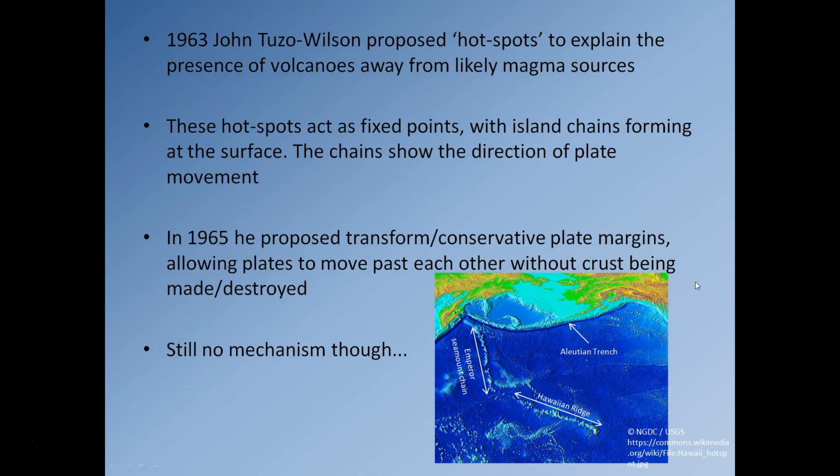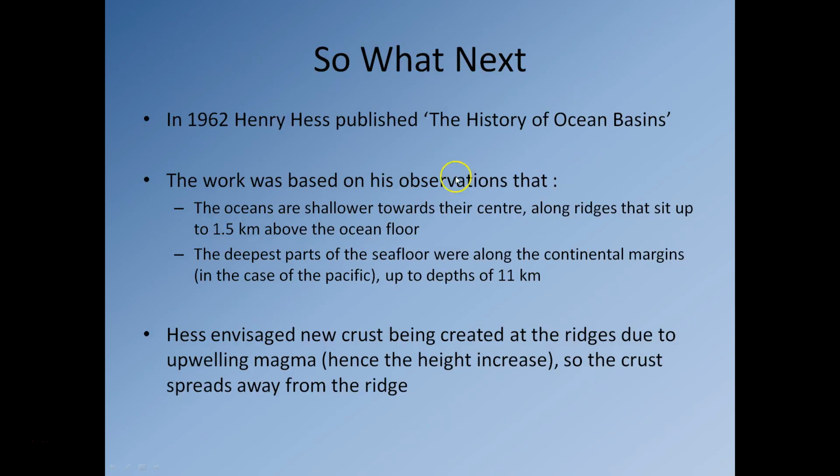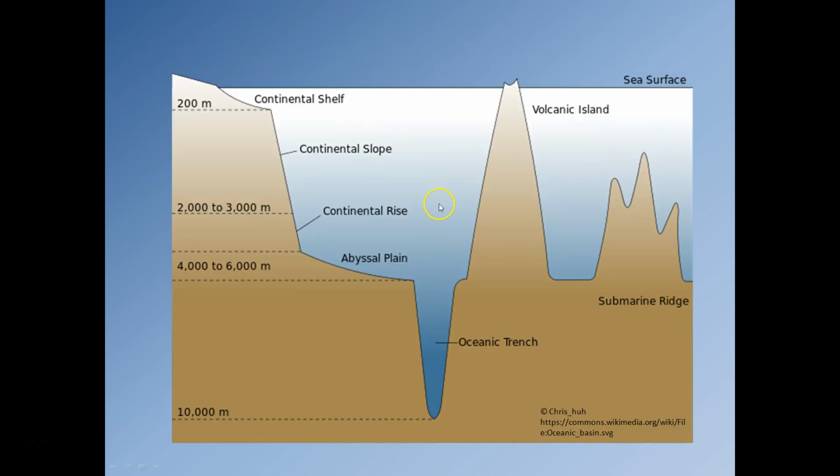Now, going back to Frederick Vine and Drummond Matthews in 1963, what they're showing is that new crust is being made at the spreading ridges, and it's moving away laterally from the spreading ridges. That's what Vine and Matthews said. So their evidence supports Henry Hess quite nicely.